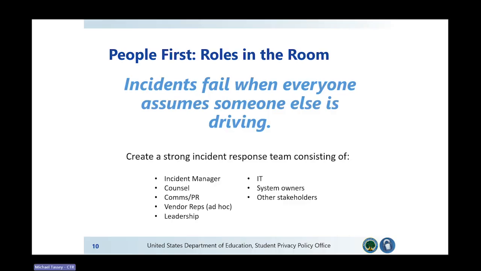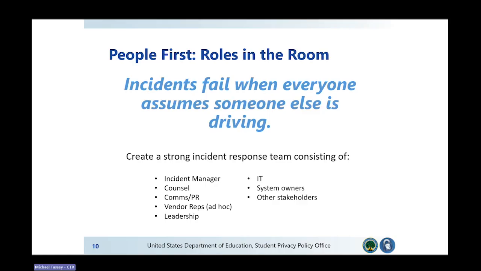So let's talk about our people. Roles in the room. This is the importance of an incident response team, having one identified, to know what individuals do what roles within the incident response process. Incidents fail when everybody is unsure about what everybody's responsibilities are. So create that incident response team.